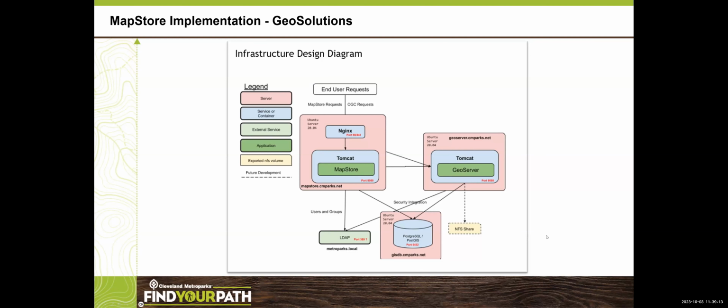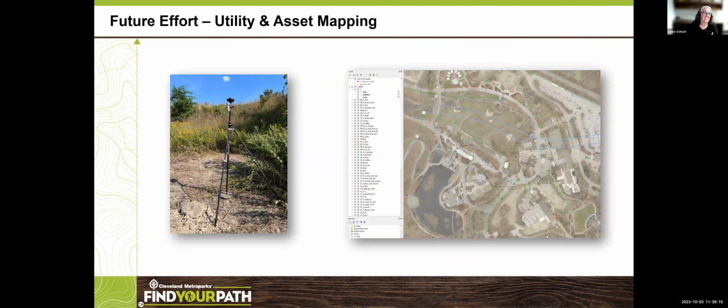Yeah, okay. All right, so as I mentioned, utility and asset mapping. This is one of our big 5-year-long projects. So we have a lot to do with this. On the left-hand side, you're seeing our GPS unit. So we are actually going to be going out there in the field. On the right side, this is from QGIS.